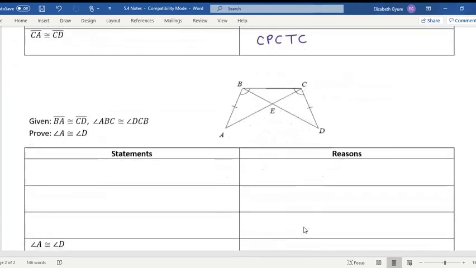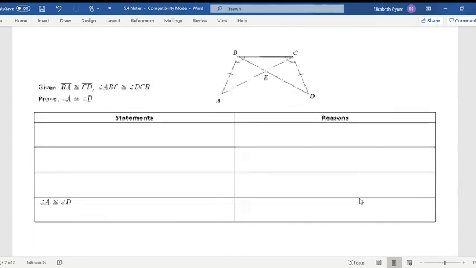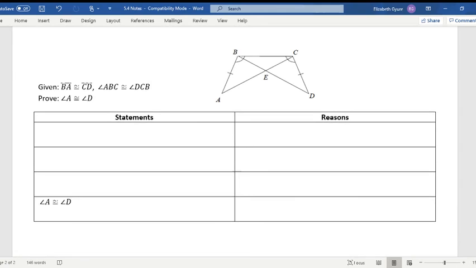All right, last one. So here we are given that segment BA is congruent to segment CD, and that angle ABC is congruent to angle DCB. So that is given, and we're trying to prove our parts are congruent here. So we need to end our proof in CPCTC. And in order to end our proof in CPCTC, we have to first show the two triangles are congruent.